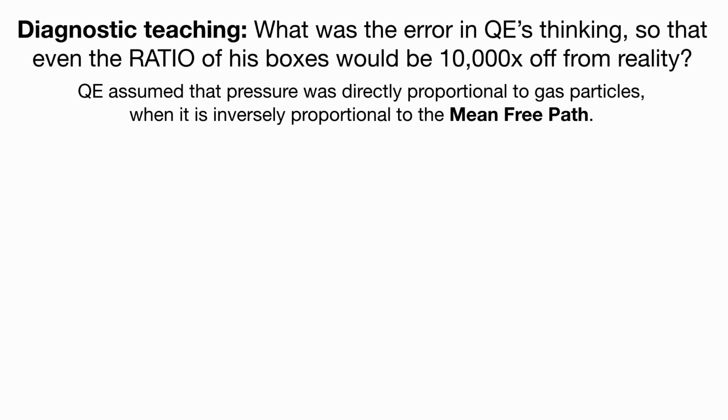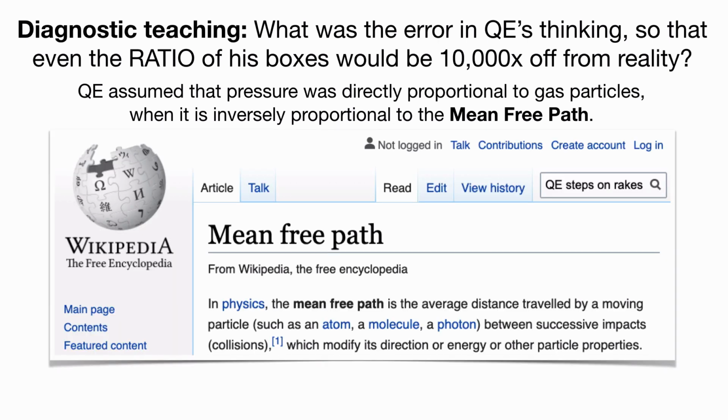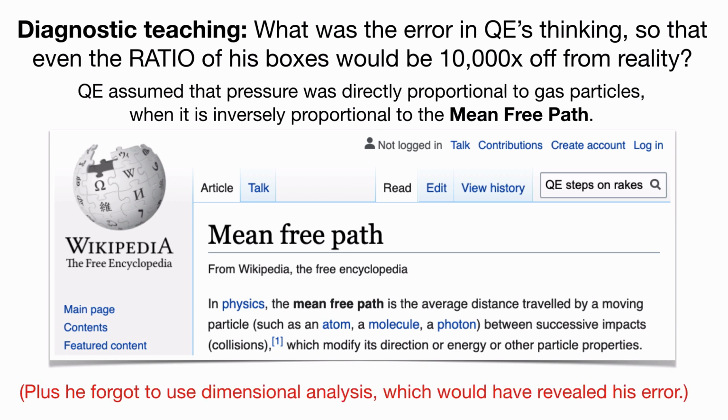And anybody who's taken chemistry or physics, especially if you had a good teacher who went deeper with it, would have found out about this concept called a mean free path. So pressure is inversely proportional to the mean free path. Okay, so he had made a mistake there. Maybe he's never heard of mean free path, probably because he has not taken chemistry. But again, he didn't use dimensional analysis, so that definitely would have revealed his error very quickly.